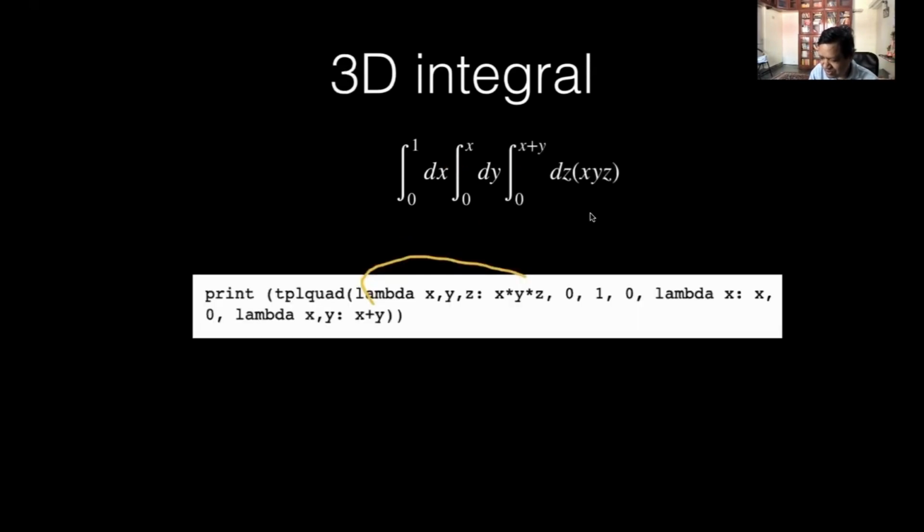For 3D, we can do something similar, with x, y, z, and there are 6 limits: 0, 1, then 0 and x, then 0 and x plus y. Now this is the 3D integral.